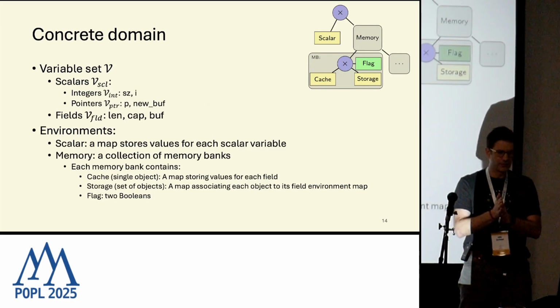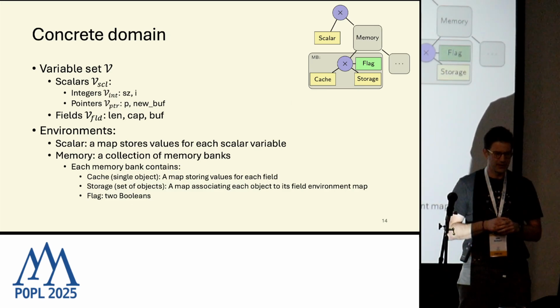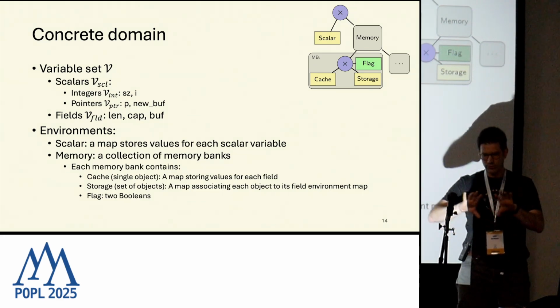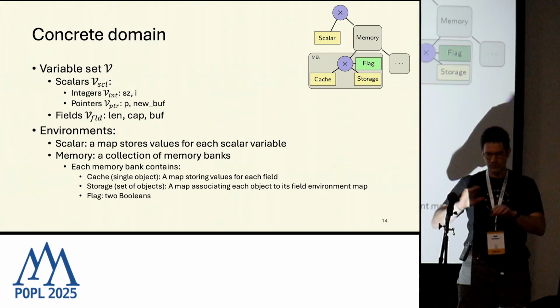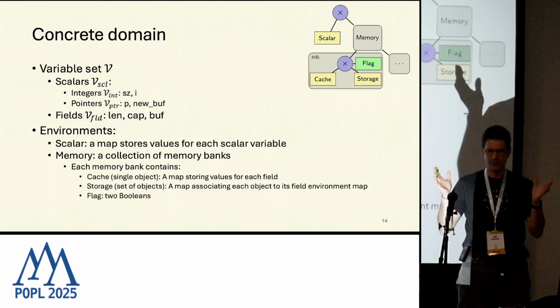This is our concrete domain. It's a product of domains. We have scalars for registers and things like that. Memory, which is a product because of memory banks. And then each memory has the storage, which is just a blob of memory, a cache, which is basically one memory object, and a bunch of logs.